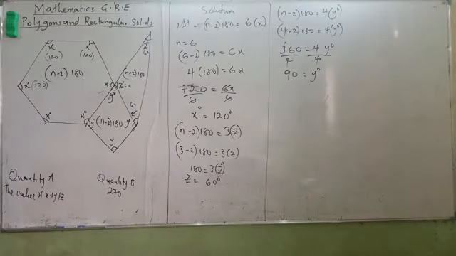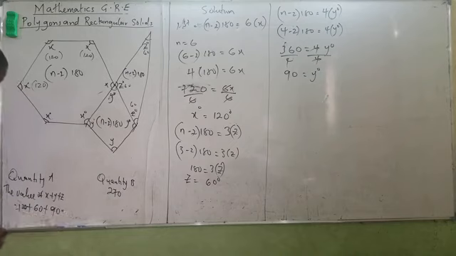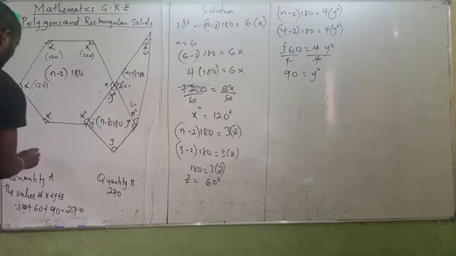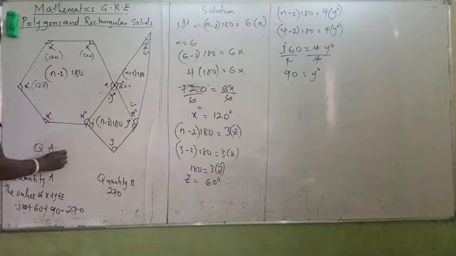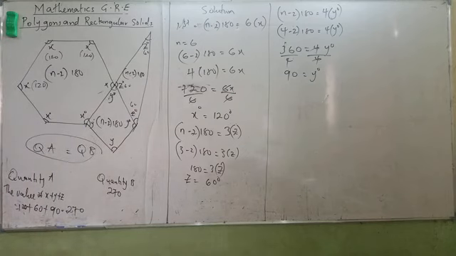We are now asked to find x plus y plus z. What is my x? 120 plus 60 plus 90. 120 plus 60 is 180, and 180 plus 90 is 270. Now it means quantity A equals quantity B. That is what it's all about. That is number 1 that I want to show here.